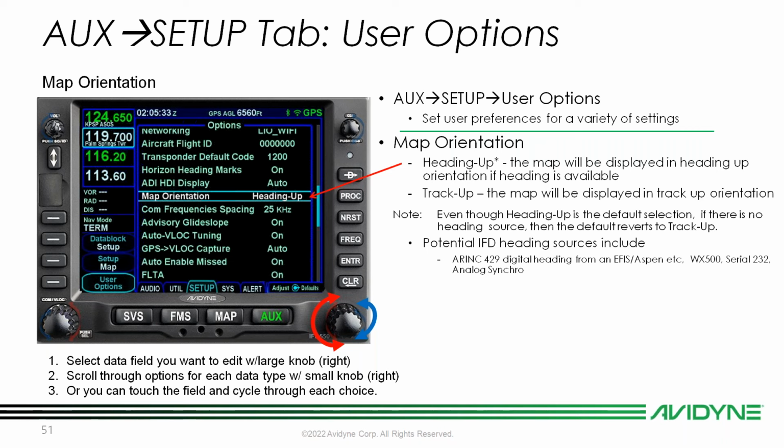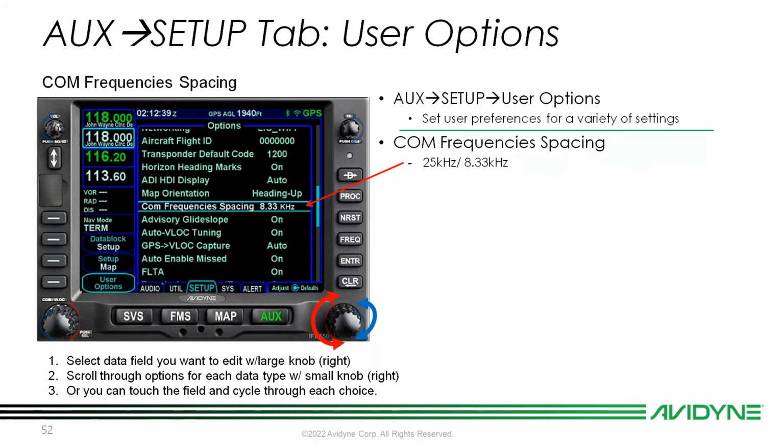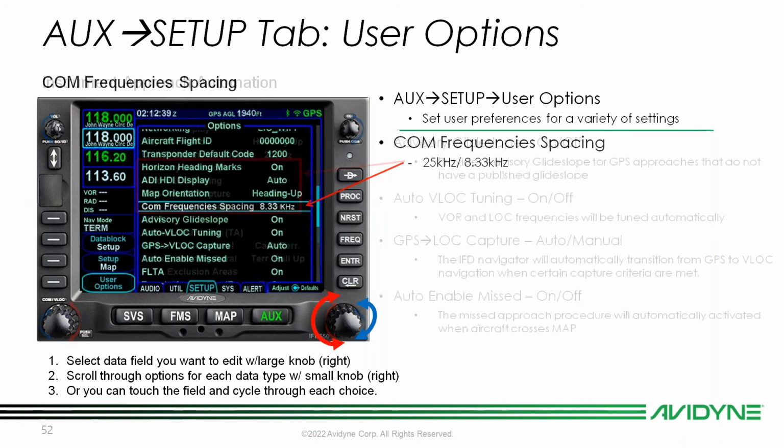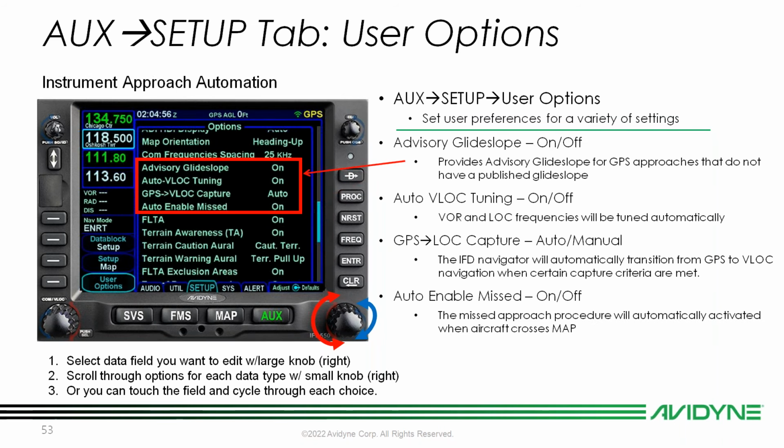If you do have a heading source, you do have the ability to change that between heading up and track up. Comm frequency spacing: for our international friends and our international customers, we can switch that between 25 and 8.3 kilohertz to accommodate the comms in other places. So last week's webinar, I did talk about advisory glide slope, auto VLOC tuning.